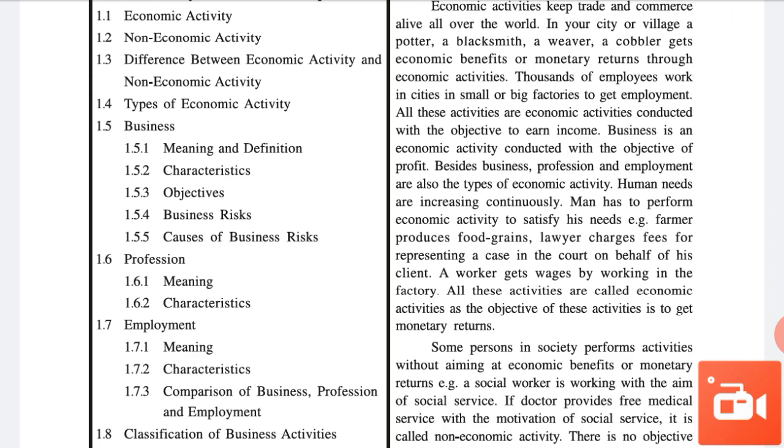Main objective of economic activities. If asked in examination, then you should write that the main objective of economic activities is profit or to get monetary returns.